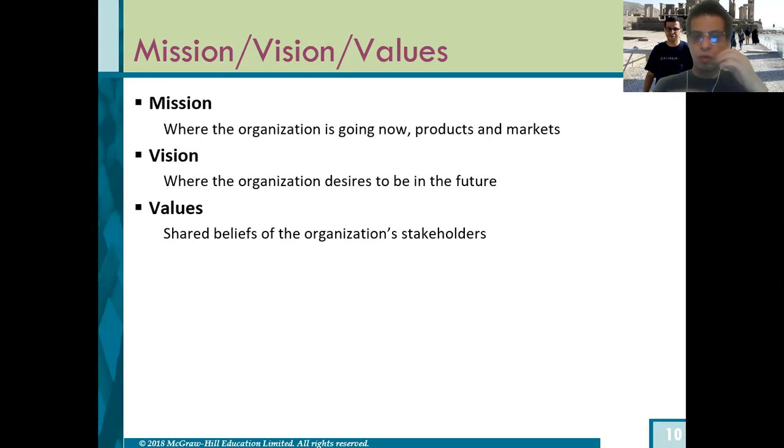Now, if we break it down, strategic planning has a mission, a vision, and values. So what's a mission? Mission is where the organization is going now for products and market. You want to be the number one supplier in the region, in Canada, or in the world. That's your mission, or the cheapest in Canada, something like that. The vision is where the organization desires to be in the future, which is usually you are trying to meet the mission.